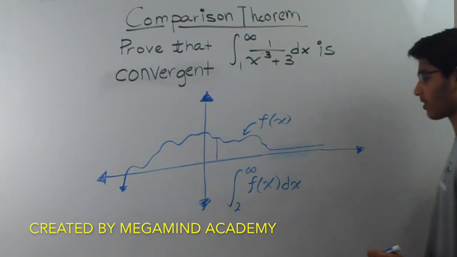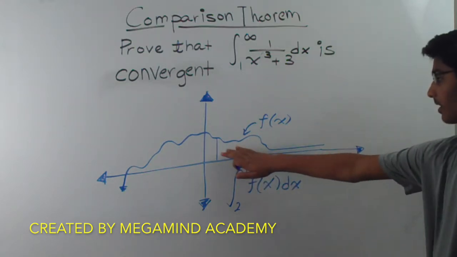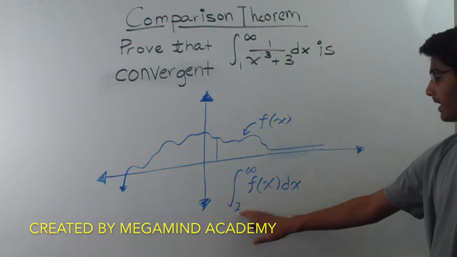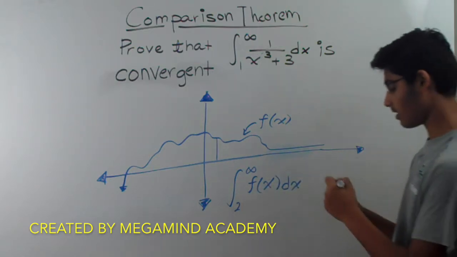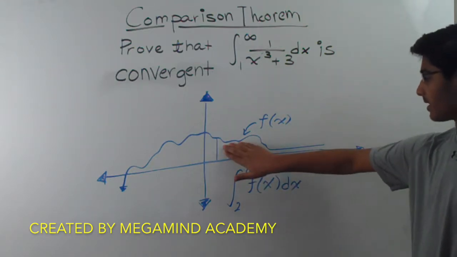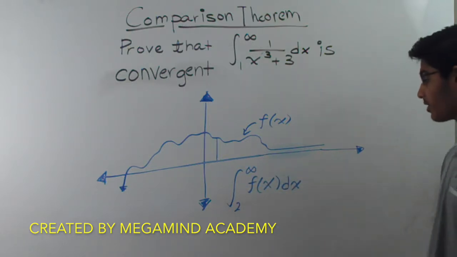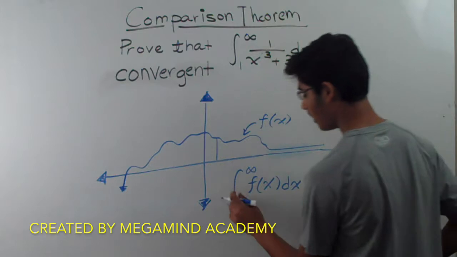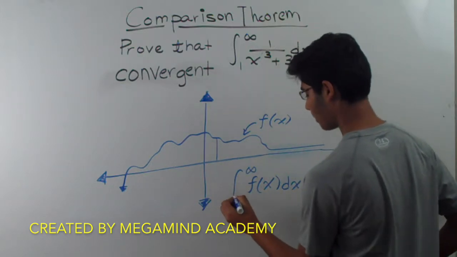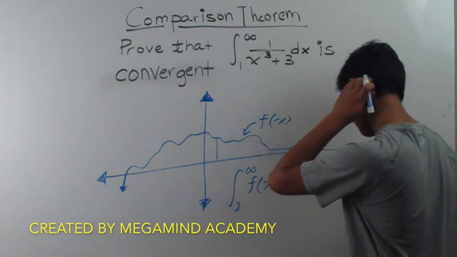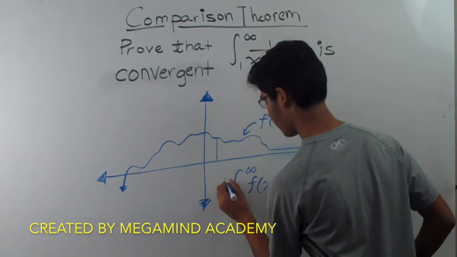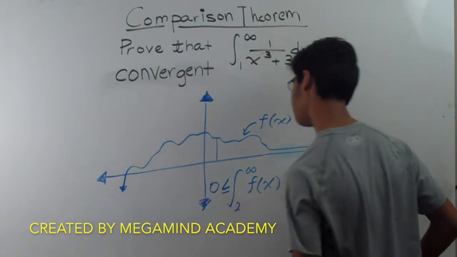Now we know that this function has to be greater than 0 on the entire domain of the integral. So as you can see, from 2 to infinity, f of x is greater than 0. So that satisfies the first condition of the comparison theorem. So we know that this integral is greater than or equal to 0.